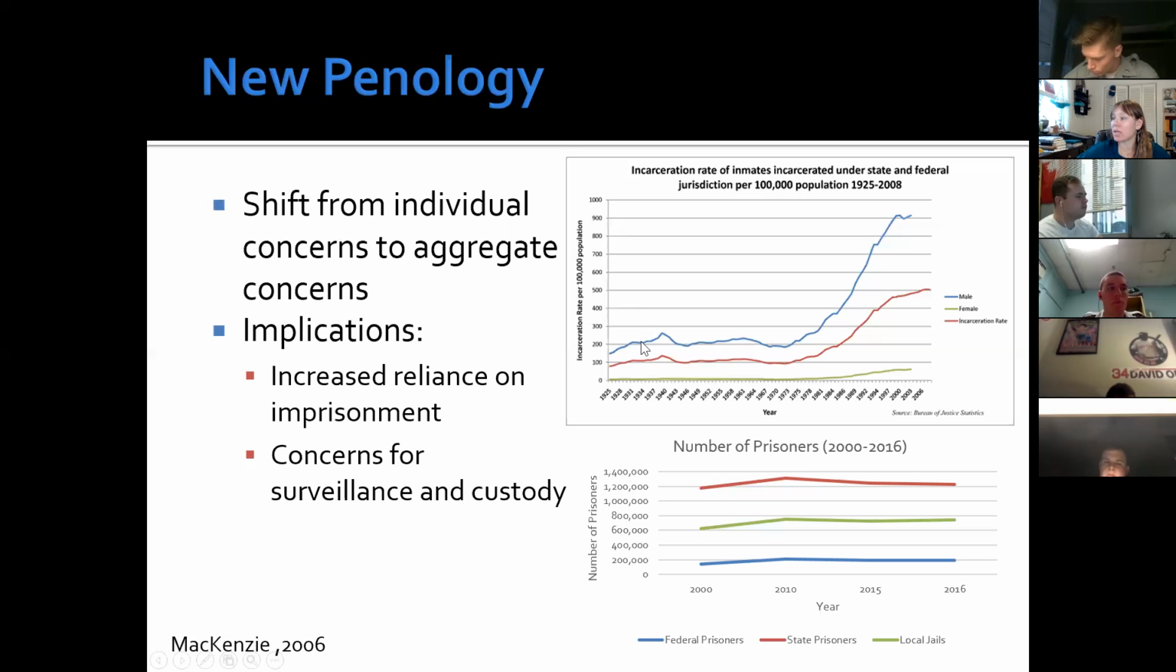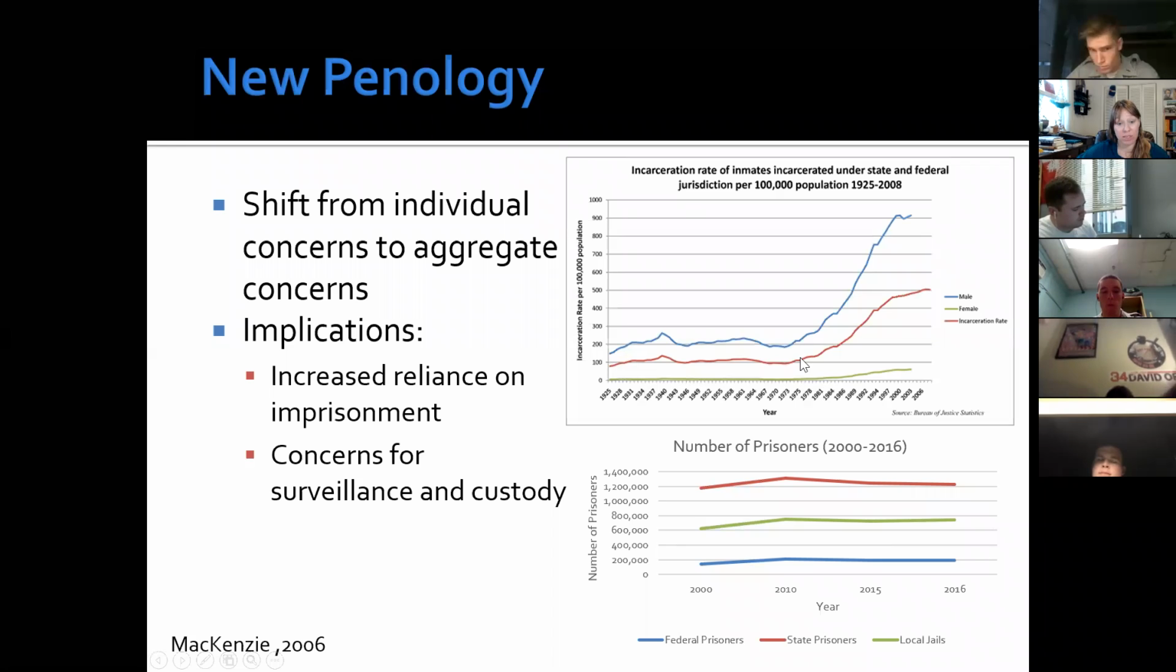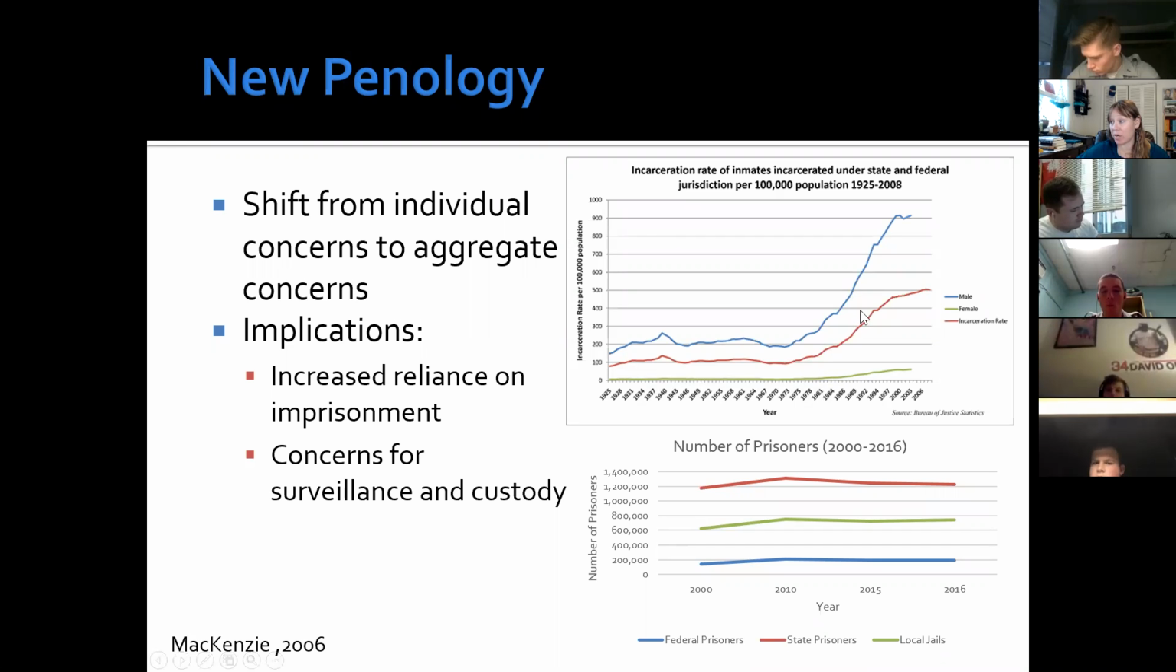So the first one here, the blue is male, the green is female, and the red is just the average incarceration rate. So you can see right here, this is the mid-70s. The justice model policies took over in the mid-70s, and look what happened to the incarceration rate after that. And this graph ends in 2006, and this one picks up 2000 to 2016.